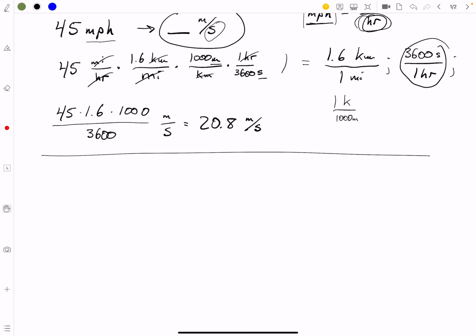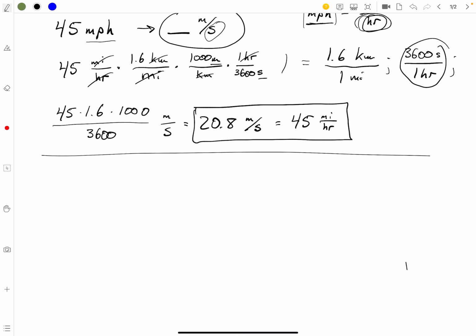And how do you want to? Let me just say right off the bat, this is how you want your answer to be done. You want to say 20.8 meters per second equals 45. Now I would write it like this: miles per hour. And you put a box around it. Okay, so that's your answer.